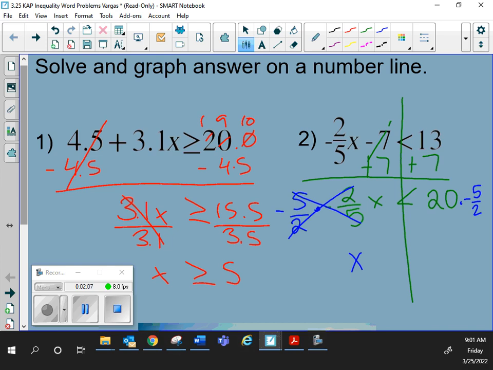To multiply a whole number by a fraction, I need to put it over 1, and then I'll get negative 1. Oh, I can cross simplify. 20 and 2 are both divisible by 2, and I can put 1 and 10. 10 times negative 5 is going to give me negative 50. 1 times 1 is going to give me 1. Okay, do I keep the sign or flip the sign? Flip.